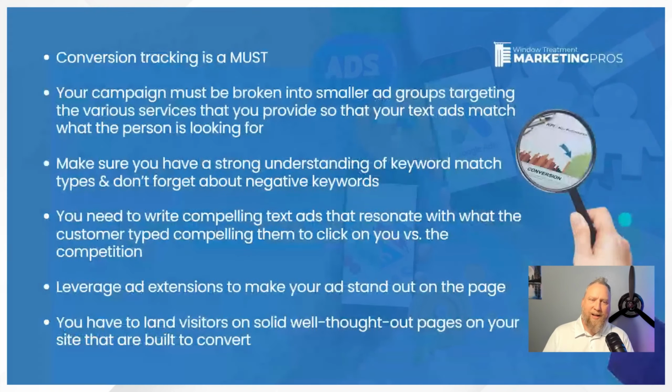We've gone through a lot of different things related to Google Ads. Conversion tracking, an absolute must when it comes to getting ads up and running and optimizing them the best you can. Break your ad into smaller ad groups depending on the different products and services that you have. Understanding keyword match. Go back and look through the different types of keywords. Don't forget about the negative keywords. You don't want to waste your money on people searching for a job or DIY ideas.